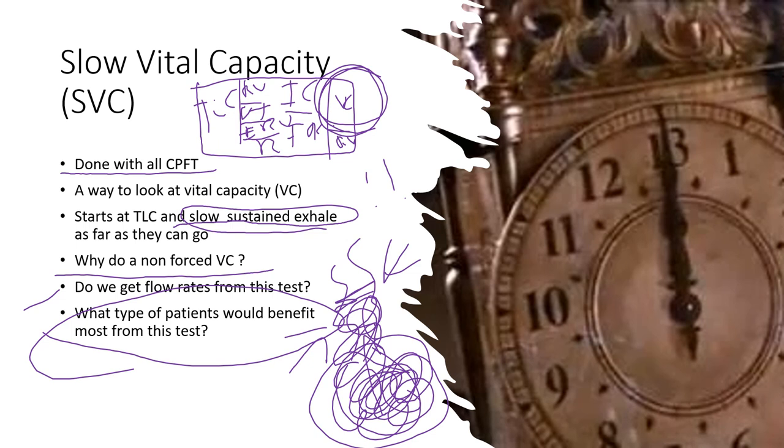So the procedure: tell them to take a deep breath in as deep as they can, and then slowly and fully exhale as far as they possibly can go until they're all the way empty. And that's it. That's the slow vital capacity. Great for looking at volumes and capacities. It is not, I repeat, it is not for looking at obstruction or flow rates.